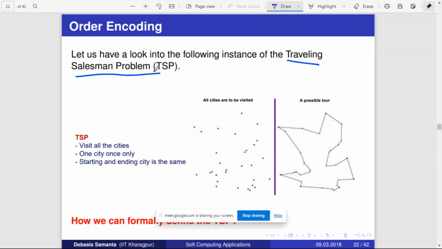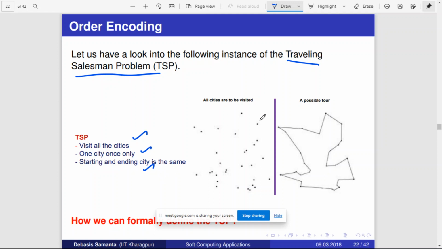So in a traveling salesman problem, these are the set of cities. All these dots represent the set of cities that are to be visited by the traveling salesman. Okay, and the traveling salesman should visit all these cities, but he should visit each city exactly once. He should not visit any of the cities more than once. Only one city he can visit more than once, that is the starting city, right? Because he has to again come back to the starting city. So the starting and the ending city should be the same. Only that he can visit twice, right?